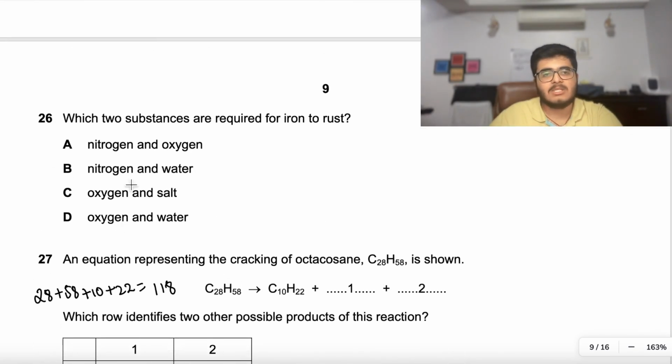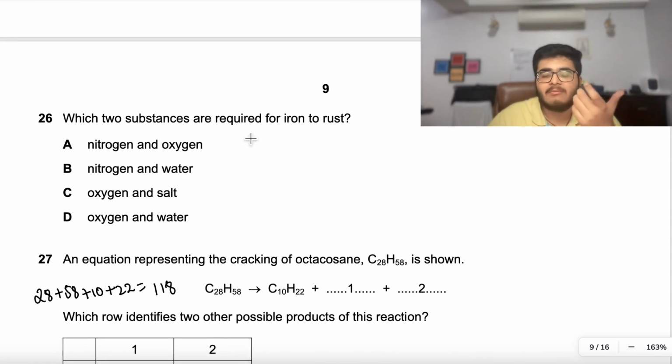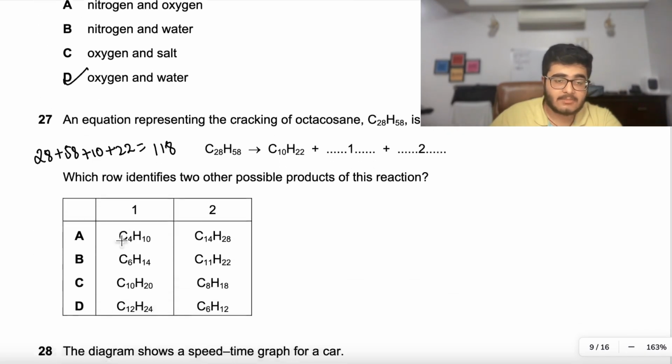Question number 26, which two substances are required for iron to rust? Obviously, when it comes in contact with moisture and the environment, or oxygen specifically, it starts rusting. So oxygen and water is the correct answer for this question.